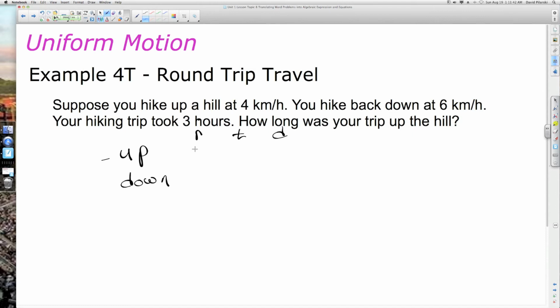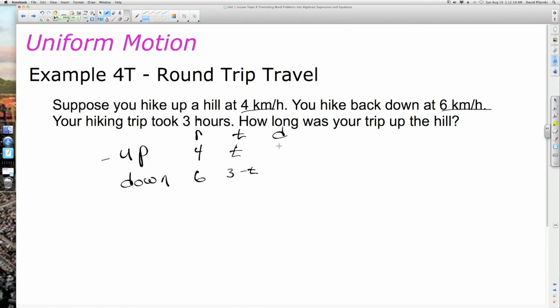Now, the rate up the hill was 4 kilometers per hour, and the rate down the hill was 6 kilometers per hour. There's our rates right there. Now it tells us our hiking trip took 3 hours. So the time here, if we call the time here t, the second time is going to be 3 hours minus t. However long the trip up the hill is, we know we're going to take that time and subtract it from 3 because the whole trip was 3 hours.